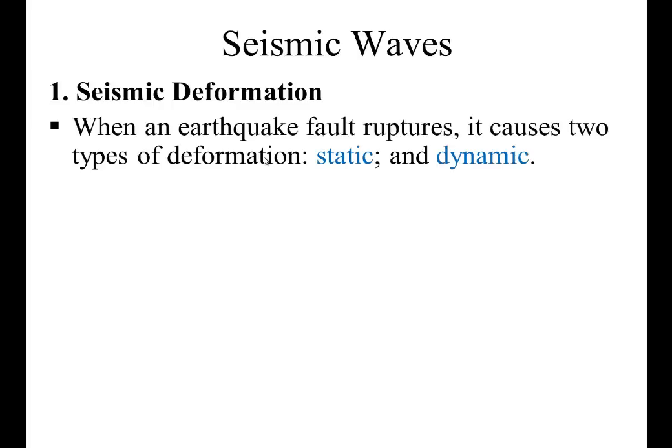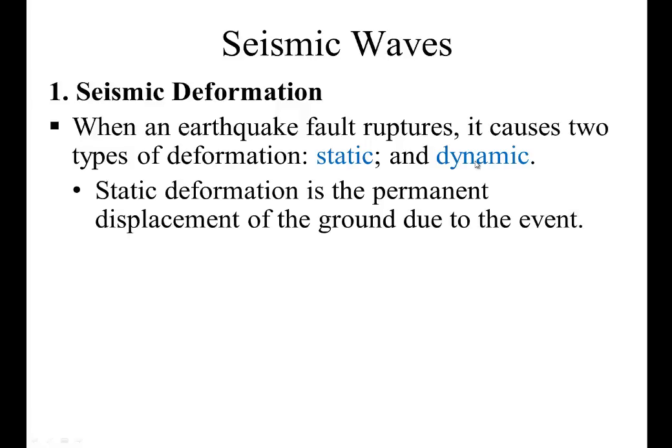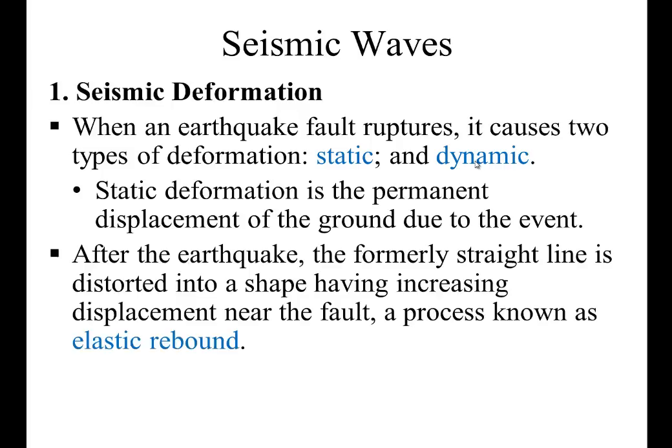Seismic deformation can be found in two ways. It's called static and dynamic deformation. Static deformation is actually the permanent displacement of ground due to the event. So if you see roads fall, if you see cracks open, if you see California slide down into the ocean, which will never happen, or slide up towards Alaska, which a lot of it is headed, that's the static deformation. After the earthquake, the formerly straight line that is distorted is actually going to change back to be a straight line, except it'll be offset.